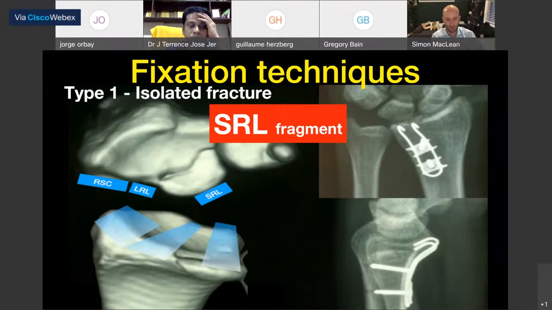So in terms of looking at fixation techniques, if it's a type 1 fracture and it's an isolated lunate facet fracture, this is a short radiolunate ligament avulsion, and you need to use fragment-specific fixation. And often these buttress pins are quite helpful just to contain that small fragment. It's important not to comminute the fragment, and therefore this type of fixation is often quite useful.